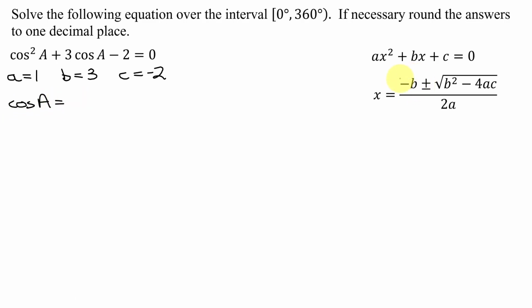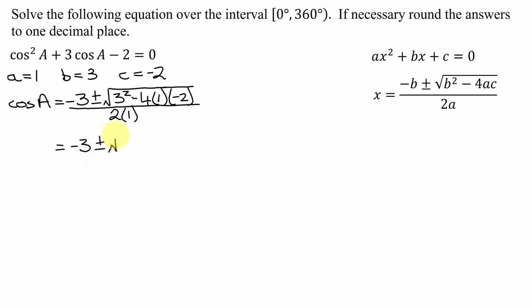So it equals negative b, the opposite of b, which is 3, so that's negative 3, plus or minus the square root of b squared, which is 3 squared, minus 4 times a times c. 4 times a is 1, and c is negative 2. All of that is underneath the square root, all divided by 2 times a, which was 1. Simplifying, I get negative 3 plus or minus the square root of 3 squared is 9. Negative 4 times 1 is negative 4. Negative 4 times negative 2 is positive 8, all divided by 2. Which equals negative 3 plus or minus the square root of 17, all divided by 2.